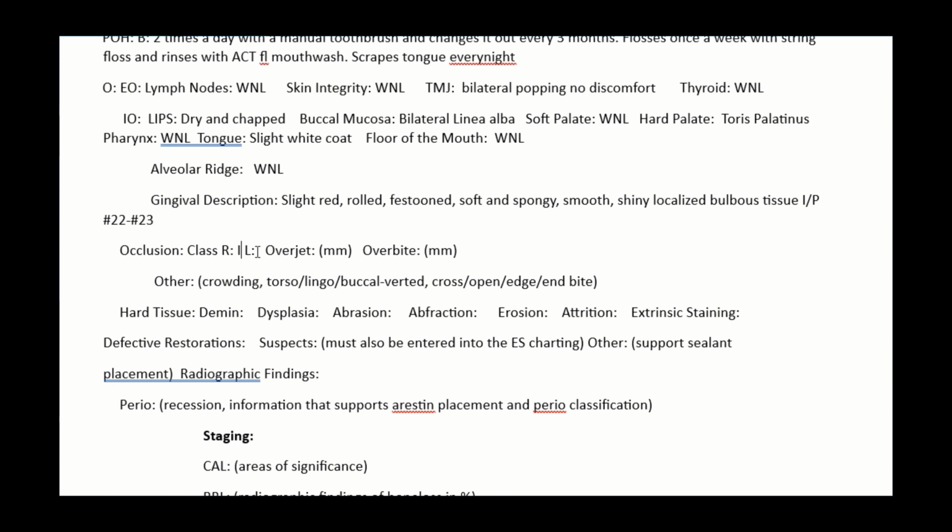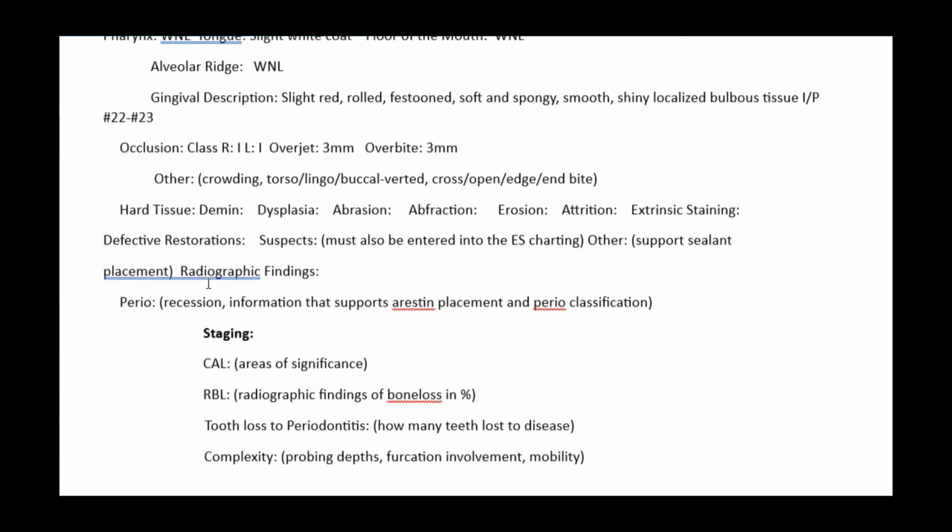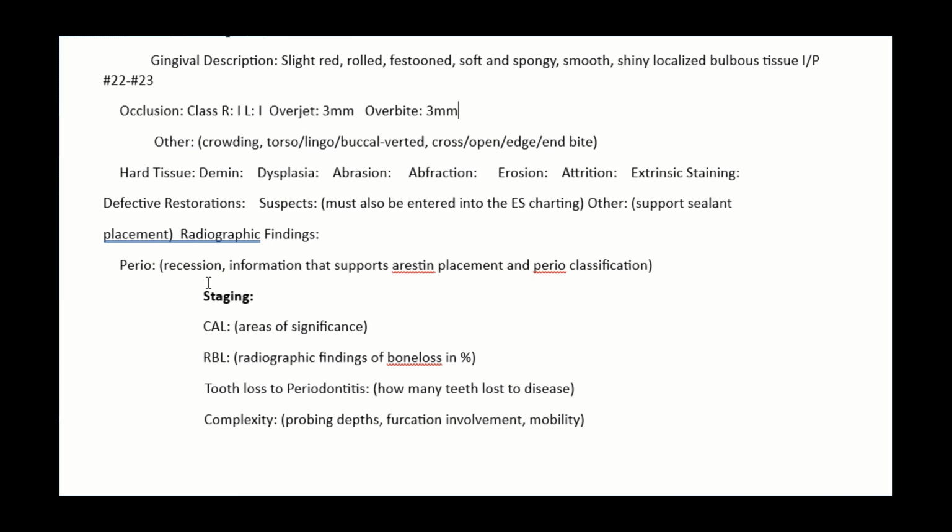Occlusion is class I on both sides. Remember, we use Roman numerals for that. We have a 3 millimeter overjet and overbite. And as you can see, I'm getting rid of these parentheses to clean up the notes. For other, we have crowding, torsolingual buccal-verted, crossbite, open bite, edge to edge, or end to end. If there is nothing in the patient's occlusion that states that, I'm just going to get rid of it. I don't need it.